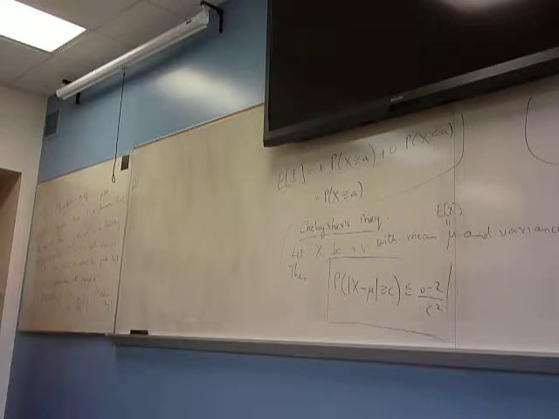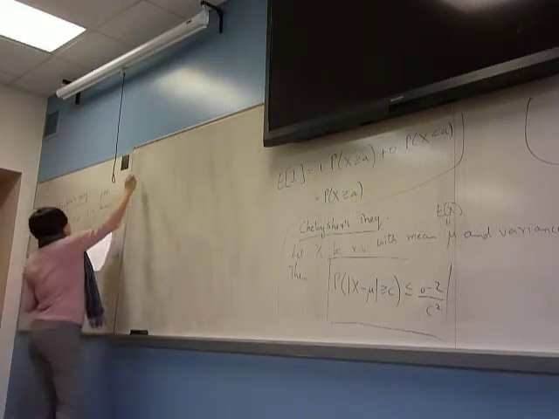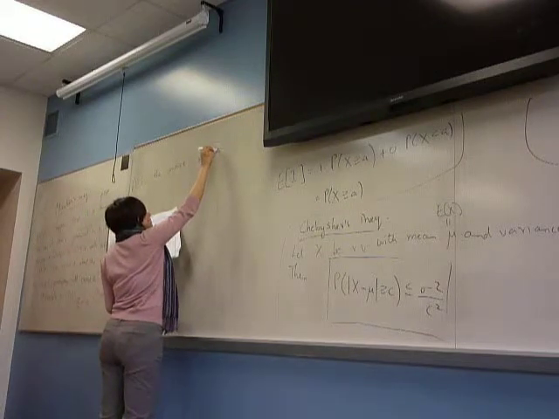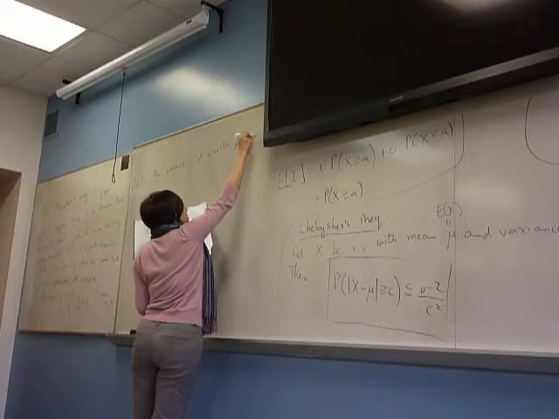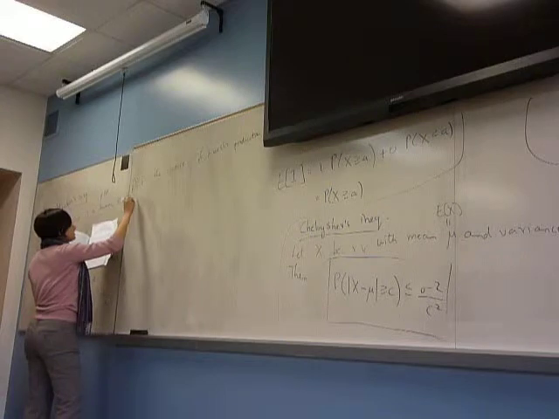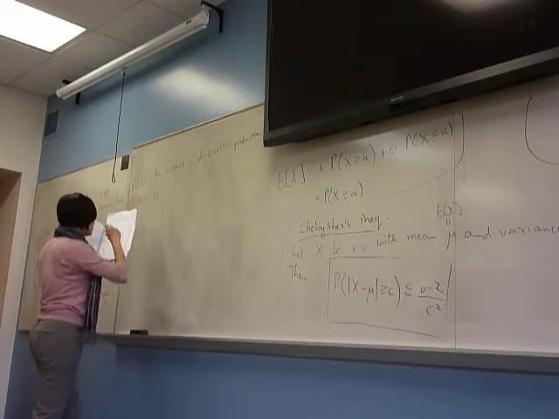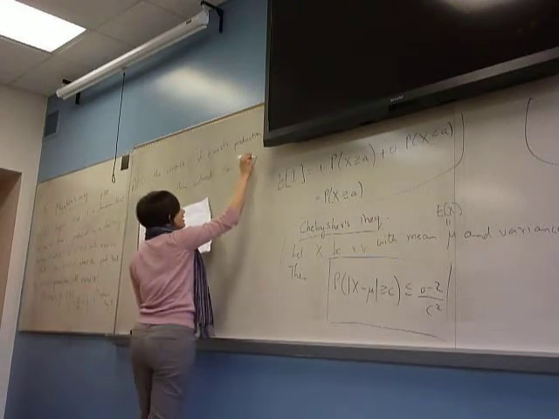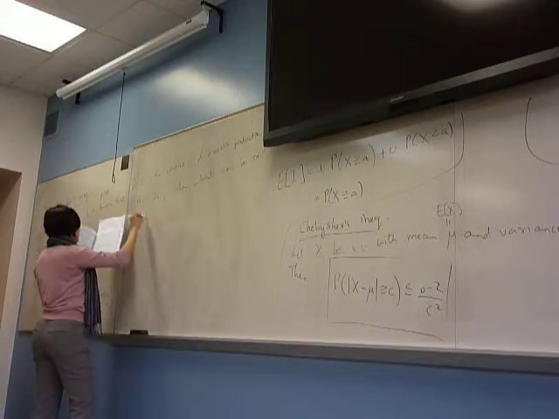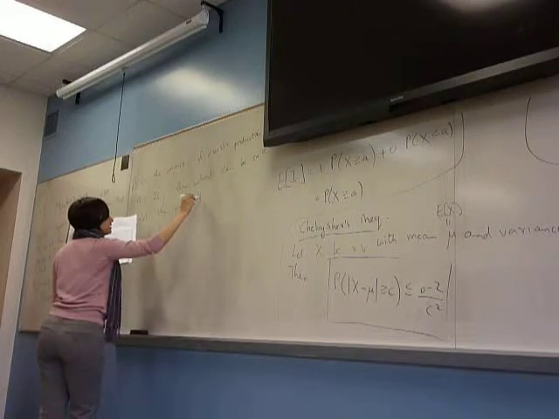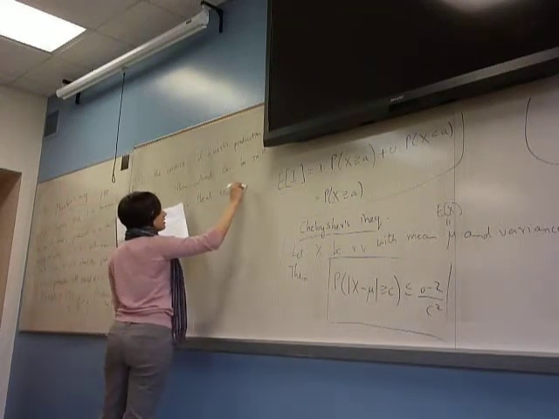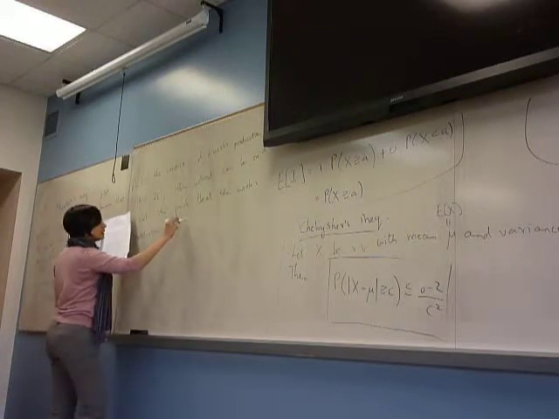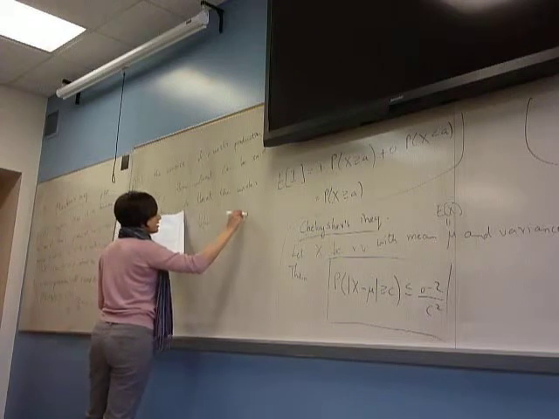Question: if we add in a little more information, the question says if the variance of a week's production is known to equal 25, then what can be said about the probability that the week's production will be between 40 and 60?